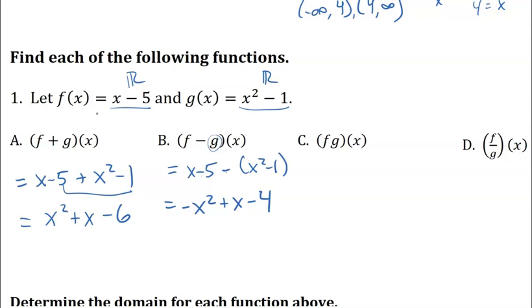Okay, here we are multiplying f times g, so again, using parentheses appropriately, it's the quantity x minus 5 times the quantity x squared minus 1. Okay, I'm going to multiply those together and get x cubed minus 5x squared minus x plus 5.